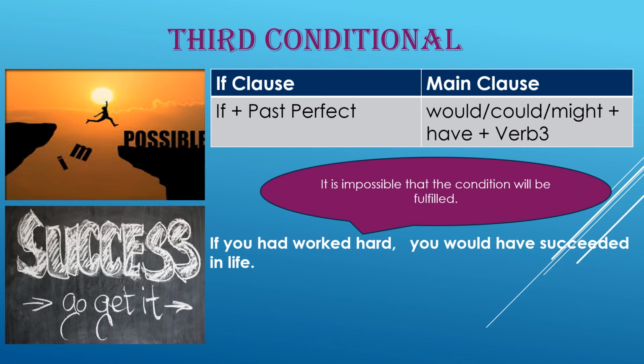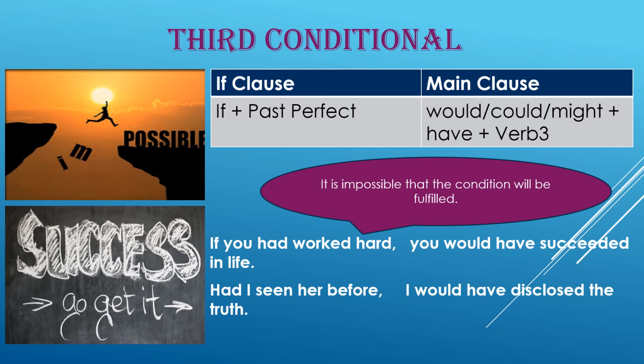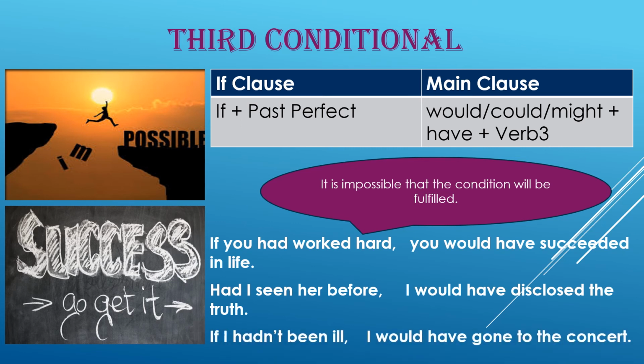That means if the if clause is in the past perfect tense, like had worked, in a main clause we have to use after the subject would, could, or might. Here would has been used, so after would comes have plus V3 form of the verb succeed. It is succeeded in life. For another example, had I seen her before, I would have disclosed the truth. And another example, if I hadn't been ill, I would have gone to the concert.